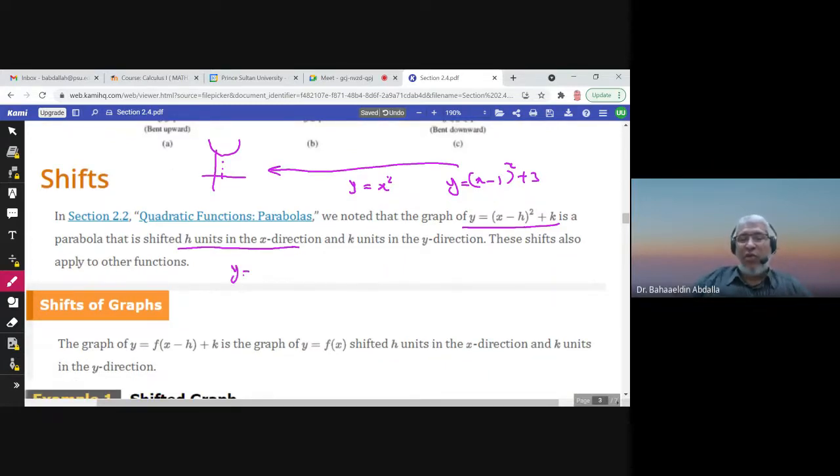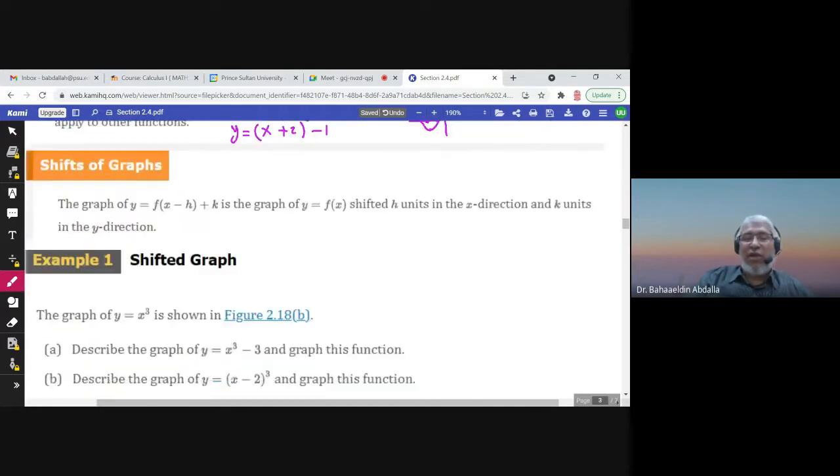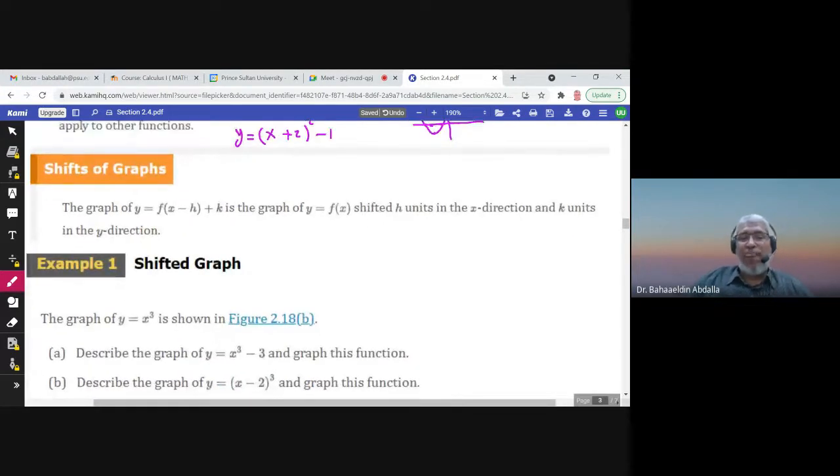y equals (x plus 2) squared minus 1. Here we go 2 units to the left and 1 unit down. So 2 units to the left, 1, 2, and 1 unit down, and then we sketch the graph of the parabola.